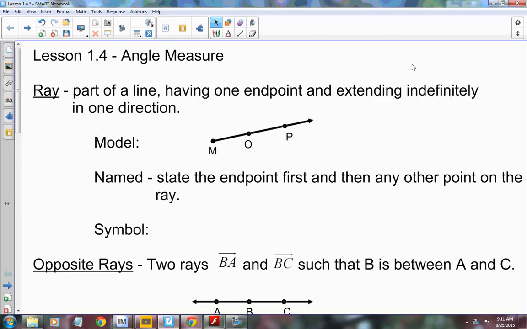Sections. Last week we talked about linear measure, okay? And today we're going to talk about angle measure. We'll talk about the parts of an angle and how to name angles and all that good stuff. So we want to start out with what a ray is.